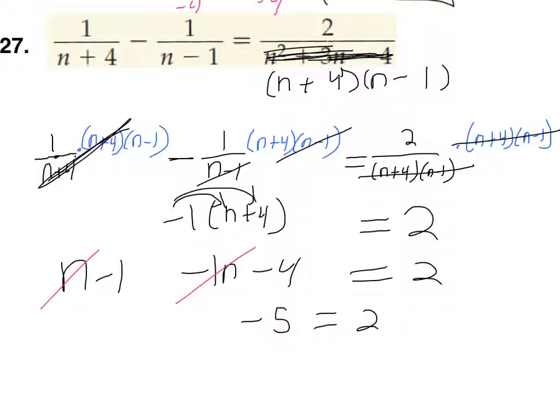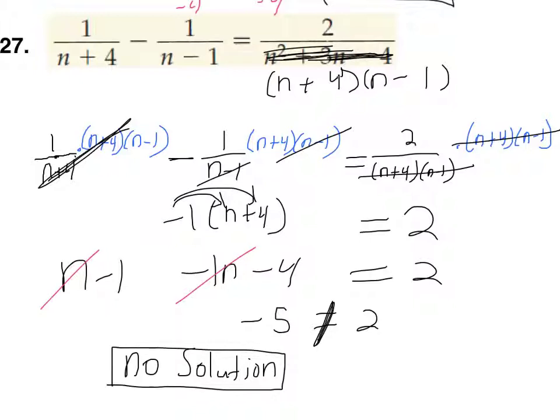Oh, what did I just do? I just lied to you. That's not true. -5 does not equal 2. And so we have learned that if the variables drop out and you have a false statement, that means there is no solution. It's like this problem was destined to fail from the beginning. There was no way it was going to work. There is no such number that you could plug in for n that would make this left side equal this right side. All right, good luck in your studies.